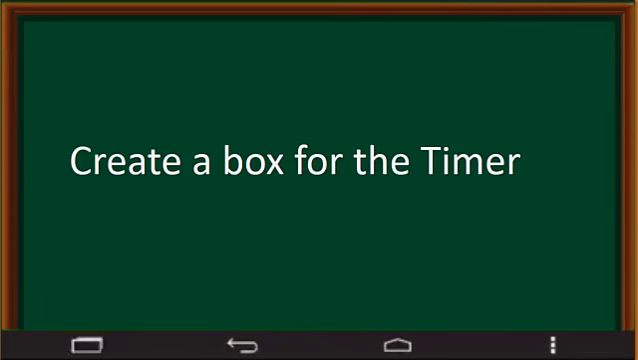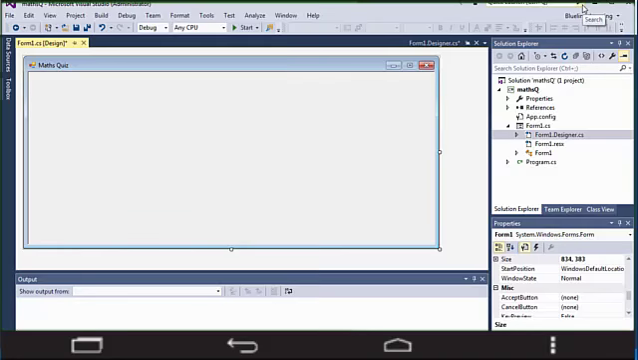Hello and welcome. In this lecture, we are going to create a box for the timer. I have actually resized the form a bit to make it look a bit spacious. To add a box for the timer, we need to do it via a label.